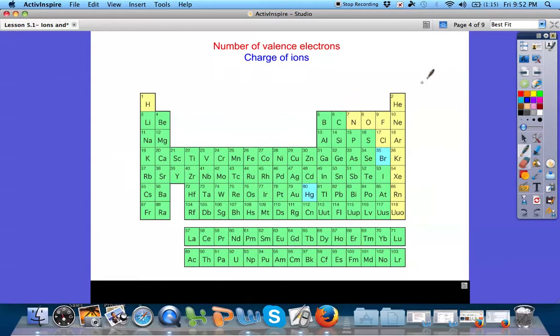So the number of valence electrons, remember we wrote these numbers in on our periodic table, and if you have not yet done so, you're going to want to do it. You have the 1A through 8A groups, and that number in front of the A tells us how many valence electrons are in that group or family.